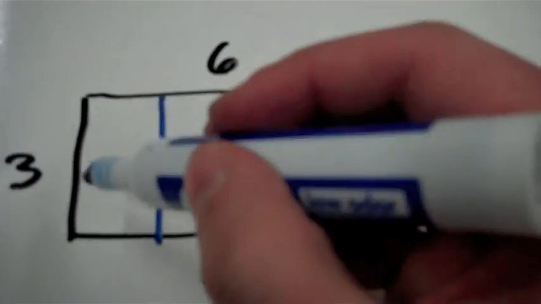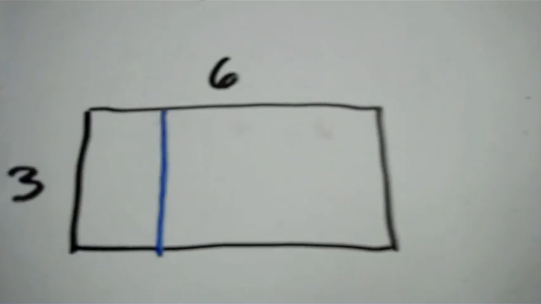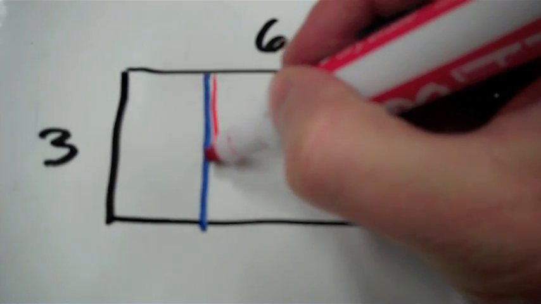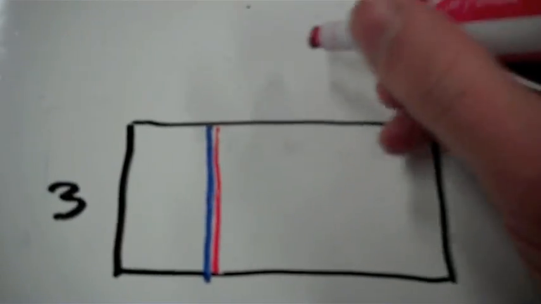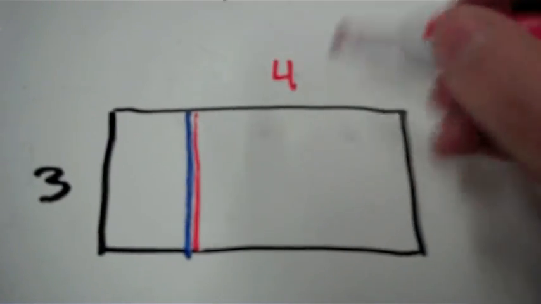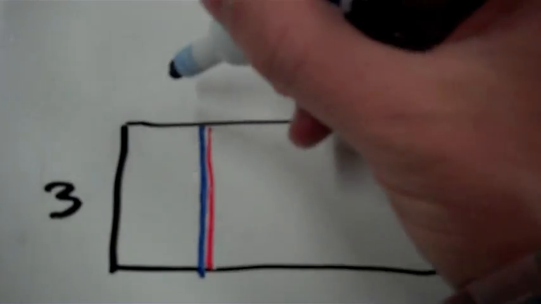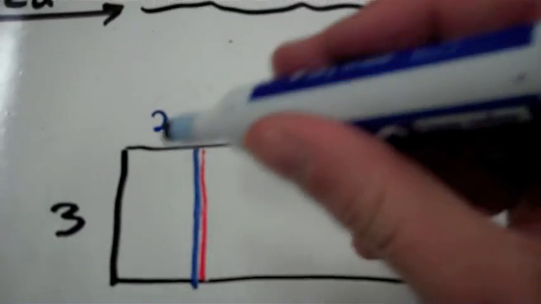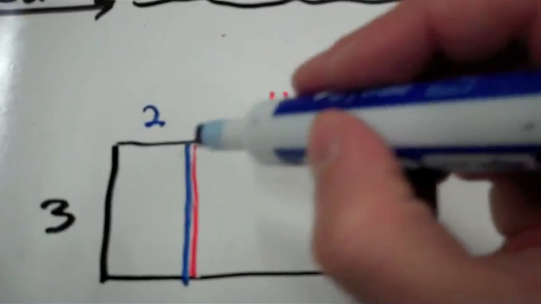So I'm going to do that. I'm going to have a blue rectangle here and a red rectangle here. So here is my red rectangle, and instead of it being 6 for the length now, I'm going to have a length of 4 for my red rectangle and a length of 2 for my blue rectangle. It's still 3 by 6, it's just a 3 by 2 now and a 3 by 4 rectangle.